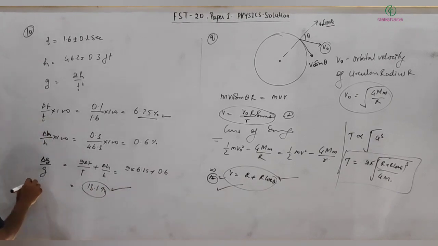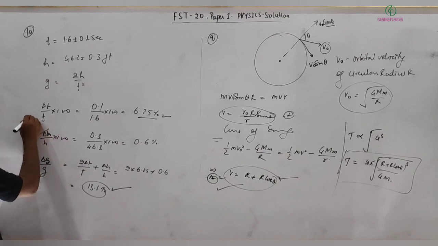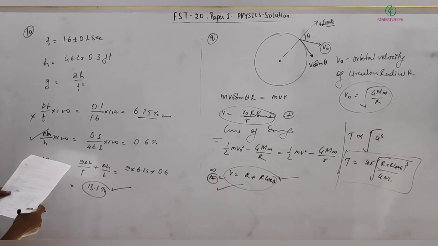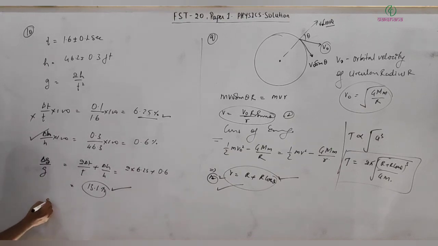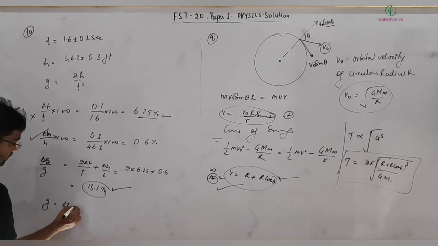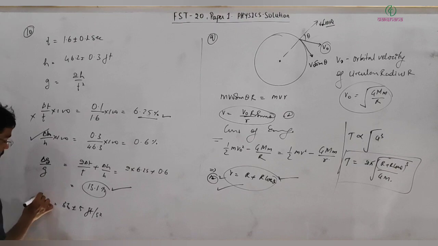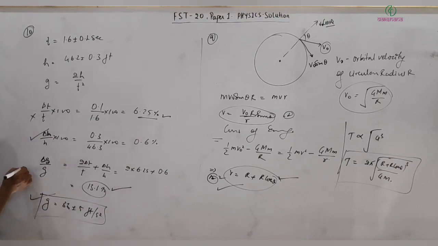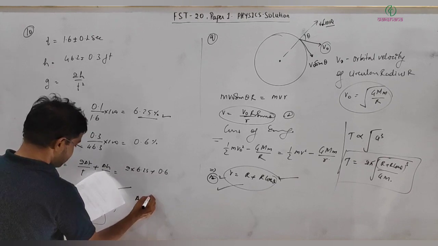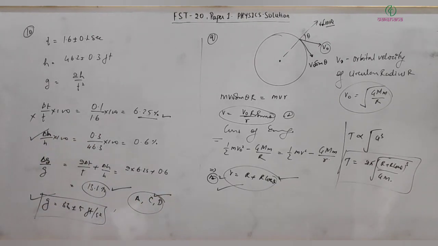So C is the correct option and A is the correct option, and B is 6.3, that's not right according to the options. And for D, solving it, the value of G will be 36, and 13.1 percent of that will be plus or minus 5 feet per second square. So D is also a right option. So your answer is A, C and D should be the correct options. This is about problem number 10.